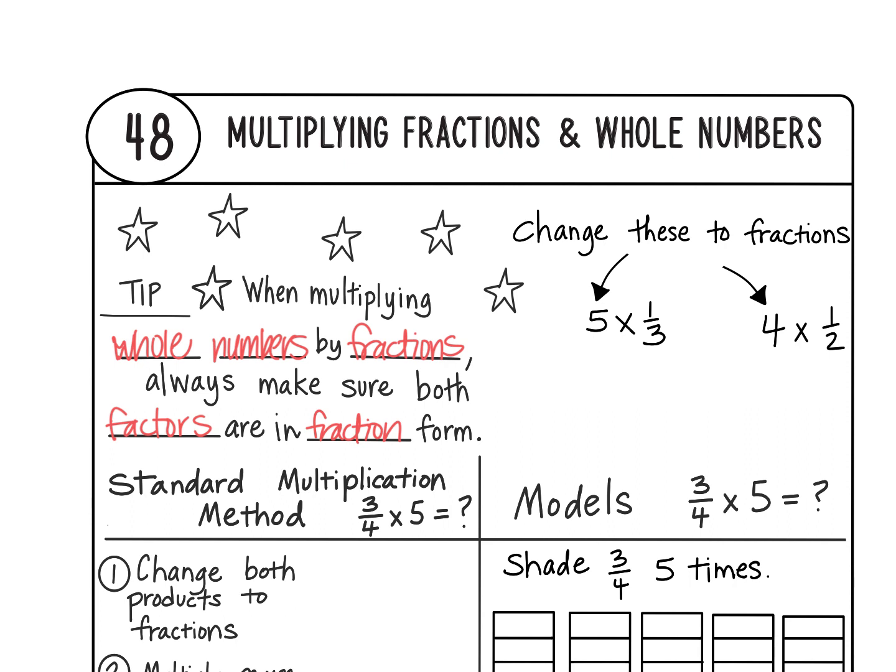Okay, so now I want to change both of these whole numbers into a fraction by putting that whole number over 1. Same thing for the 4. I'm going to put the 4 over 1. That way I have 2 fractions that I'm multiplying together. Now, I'm going to show you the standard algorithm, but we're also going to model it as well.